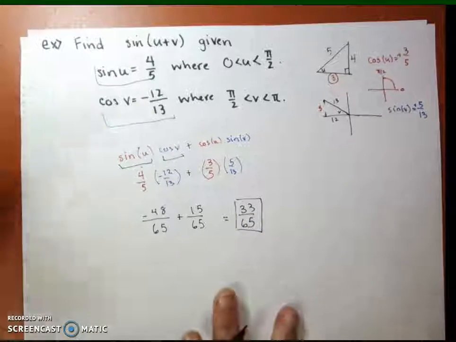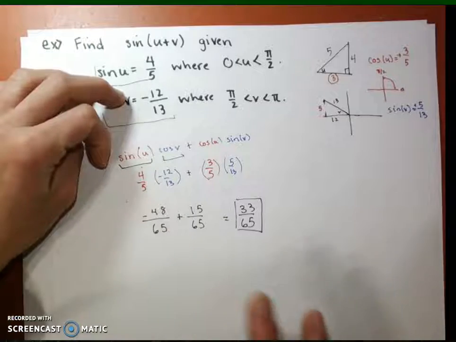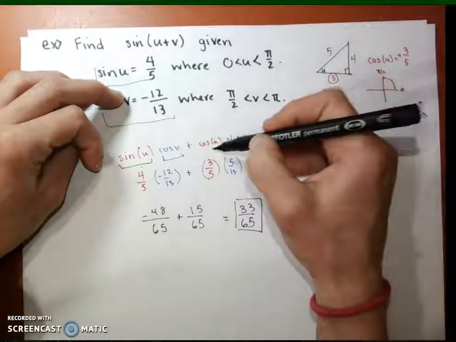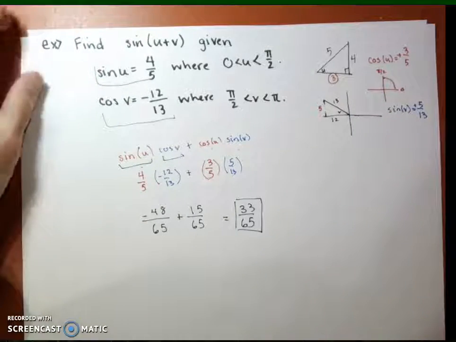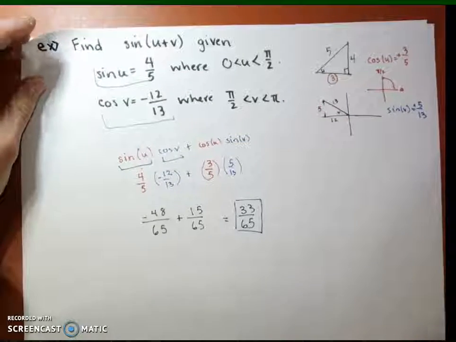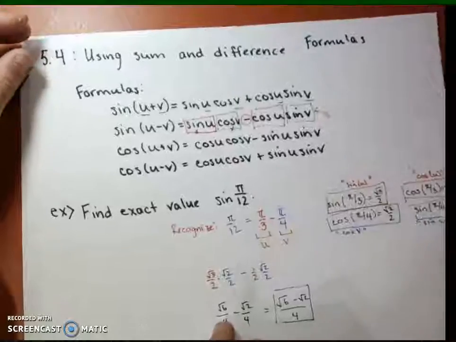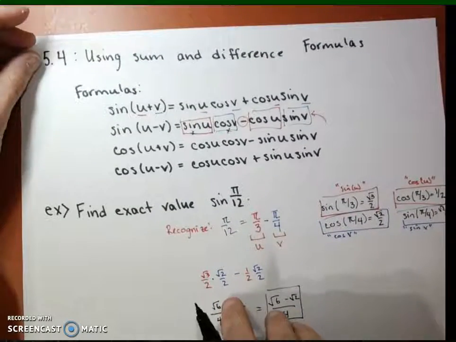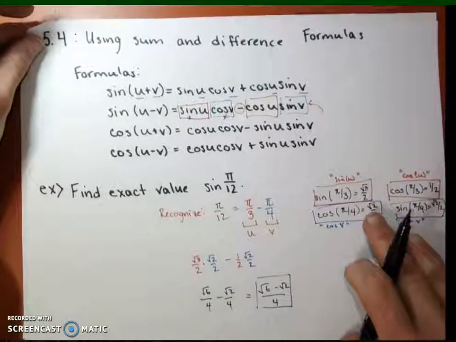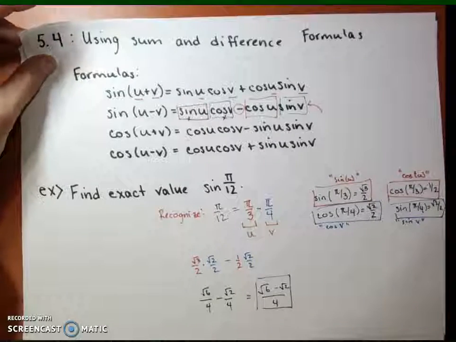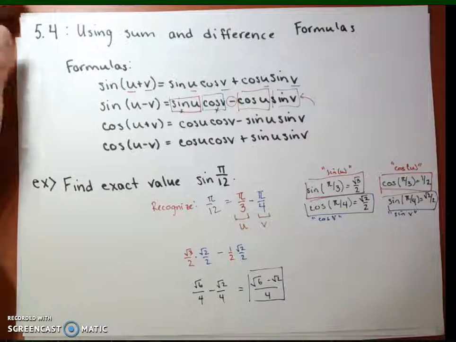So I'm literally just plugging into the formula, but I needed to do a step beforehand to get these other two values, cosine of u and sine of v. So you'll practice using these sum and difference formulas a lot, and it will get a little bit easier as you practice more, but here are just two examples of how we can use them.